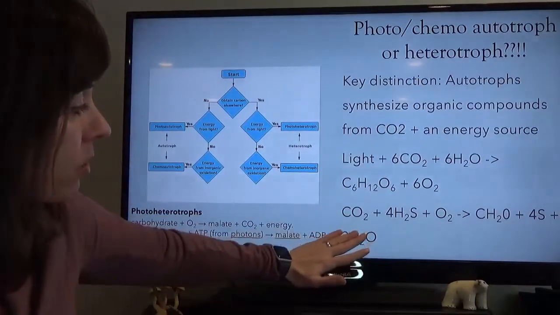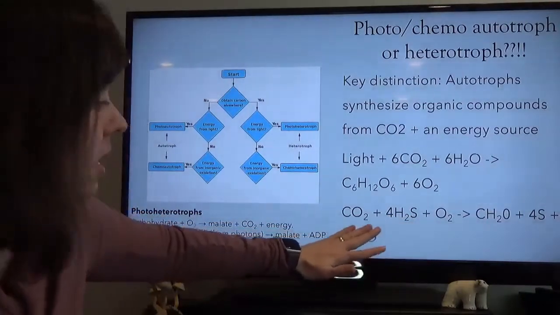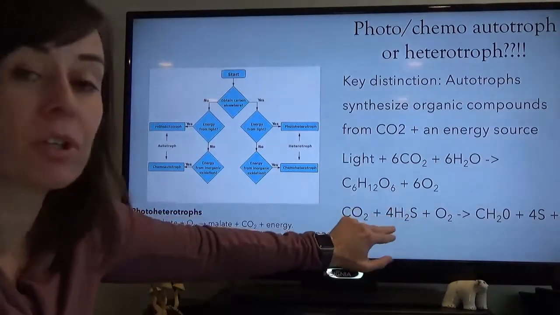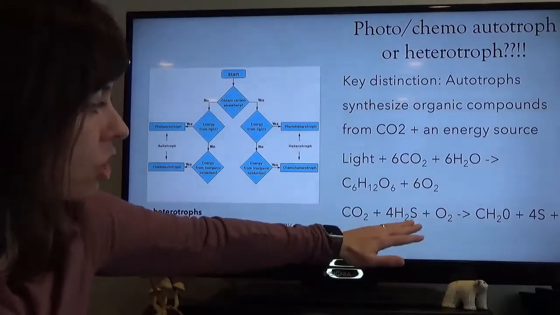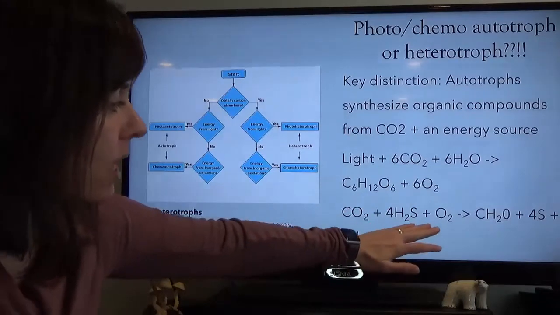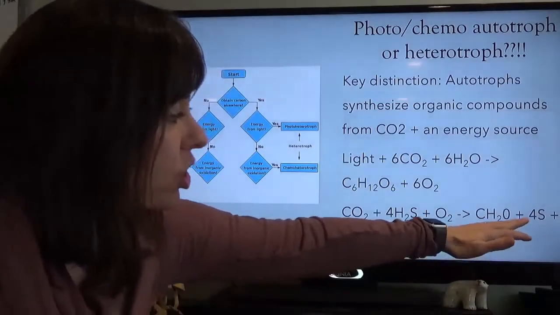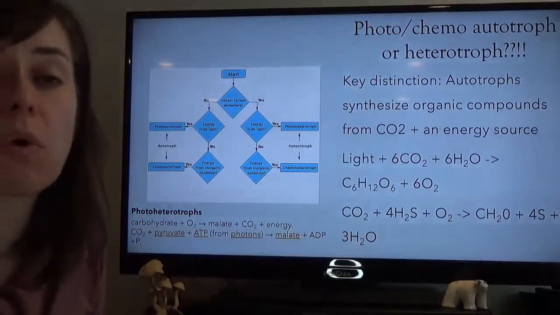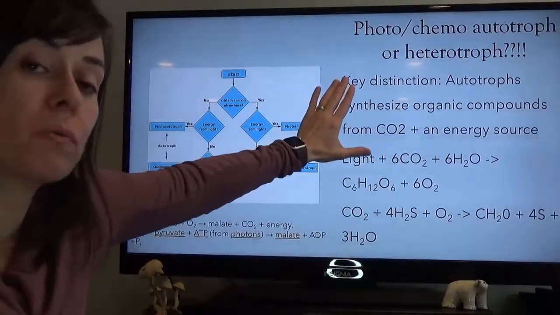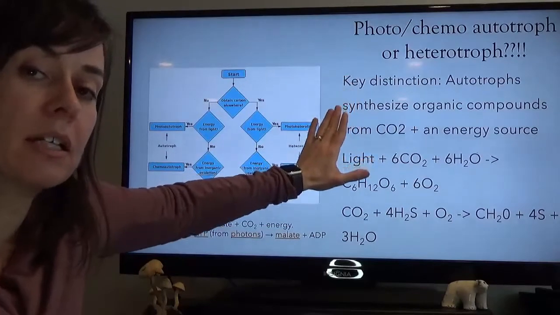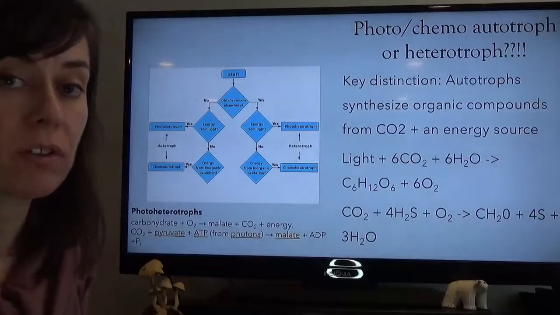And then chemosynthetic organisms, in this case, we're looking at those sulfur bacteria, but we know that there are different chemicals that can be substituted here. So carbon dioxide plus the energy from a chemical, in this case hydrogen sulfide, plus oxygen leads to the production of sugar, plus sulfur, plus water. So the take home is that both of these types of autotrophs can use carbon dioxide and convert that carbon dioxide to sugar in the presence of an energy source.